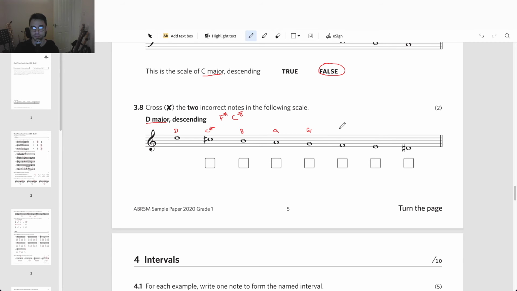Going down the scale here. G. F. What should it be? Should be an F sharp, but no, this is an F natural. So that's one of the wrong notes there. E, that's fine. And then this note here, D sharp, that's definitely not in the key of D major. So that is incorrect.